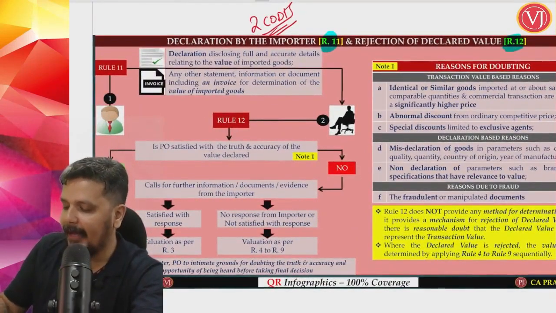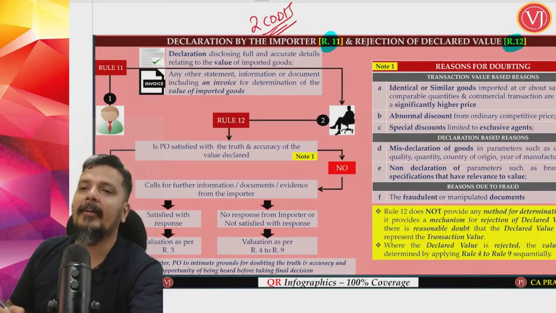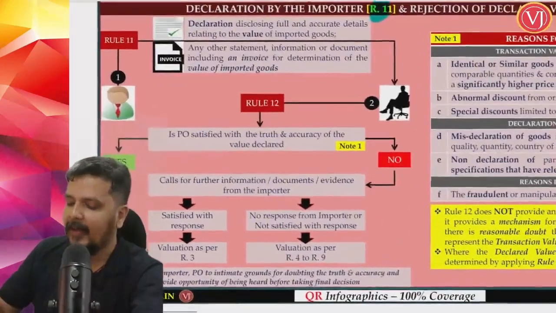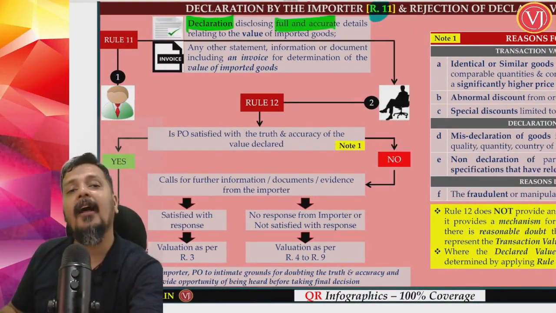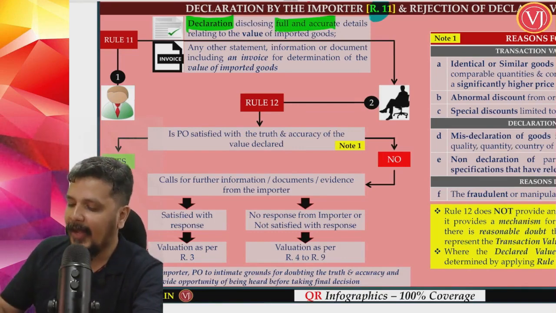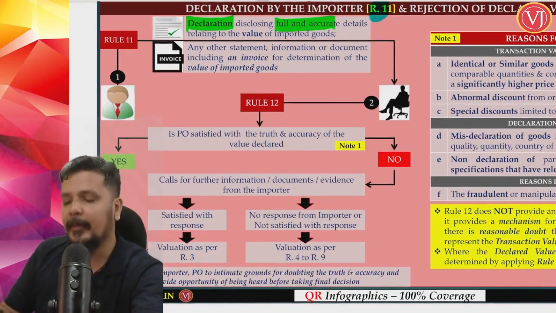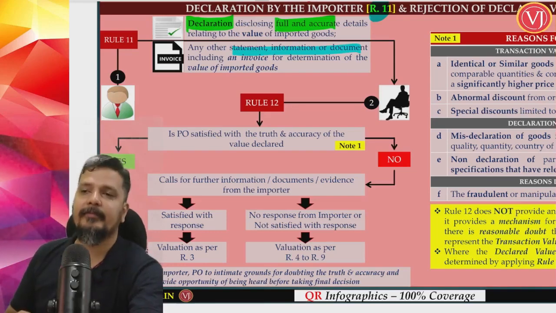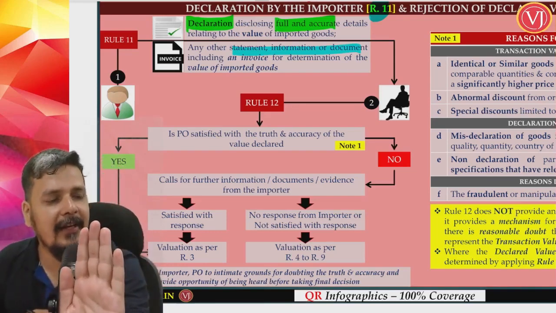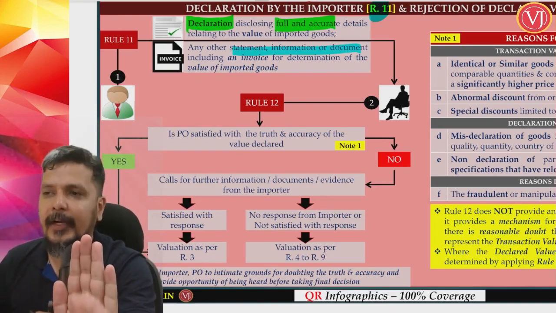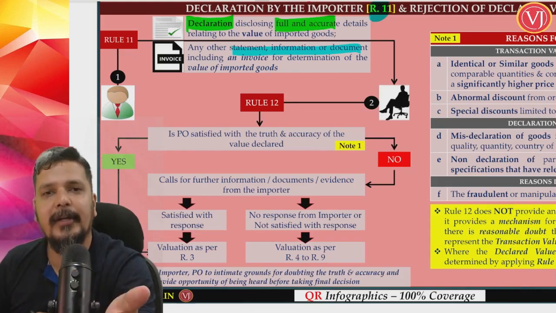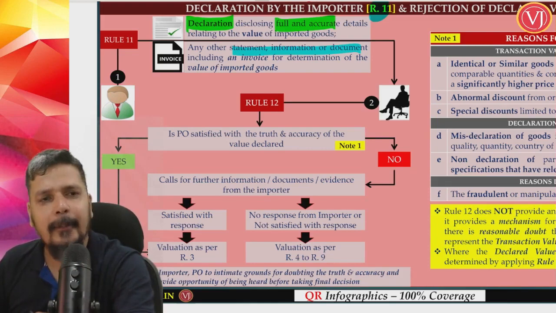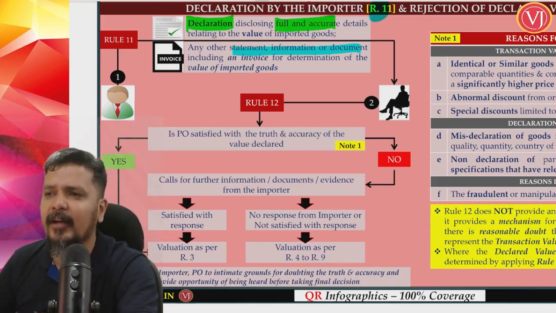rule 12. What is rule 11 talking about? Rule 11 tells that as an assessee, you make a promise. You give a valuation declaration on your letter telling that the value that you have declared is full, true and accurate. And if at all you are asked for any other statement, information and document, please produce it. So the assessee is giving a valuation declaration telling that whatever value I am declaring is true and accurate. And if at all you are being called for giving any statement, information or document later on, that will be given by the importer. That is rule 11. Valuation declaration by the importer.